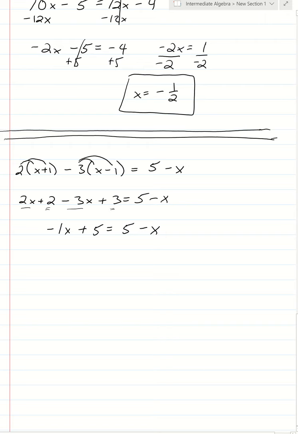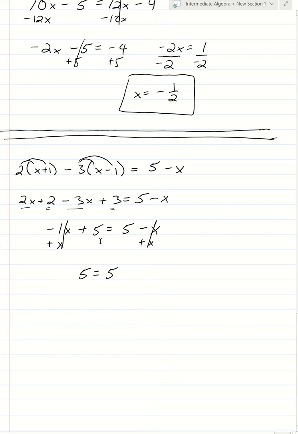Now I'm going to go to step 2, and this is where something unique and special is going to happen. I need to get the variable on one side. And so I am going to add the x that's on the right side, and I'm also going to add it to the left side as well. Now here, negative 1x plus x, that cancels, and I'm left with a 5 on the left. On the right side, the negative x and the plus x also cancel, and I'm left with also the number 5.